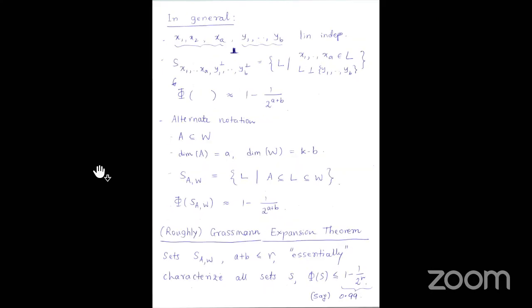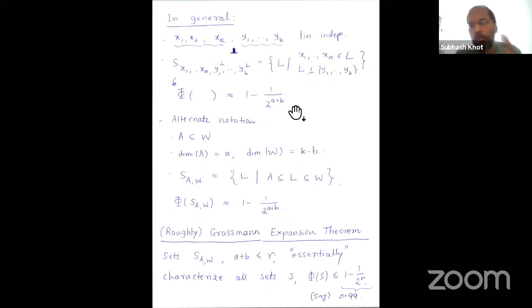Then, in general, you can combine these two sets. What you could do is take a points, x1 through xa, and b points, y1 through yb. These are all linearly independent, and the y's are orthogonal to the x's, just to be precise. Then you can consider a set denoted like this. These are all spaces L which contain the a points x1 through xa and are orthogonal to the b points y1 through yb. For the same reasons, this set will have expansion 1 minus 1 over 2 to the a plus b. So I'm just combining the two examples together.